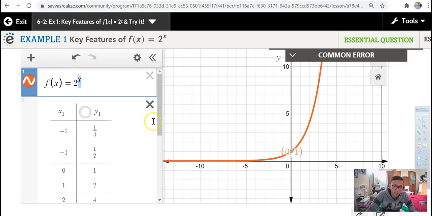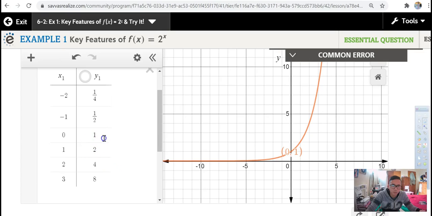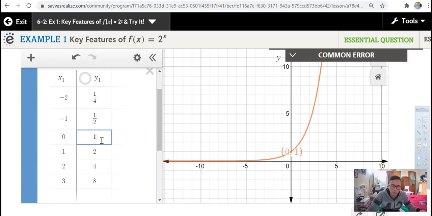So if you go and graph that, as you can see here, as x values approach negative infinity, y values approach 0. And also the y-intercept here would be 0 and then 1. So that will be your y-intercept there.